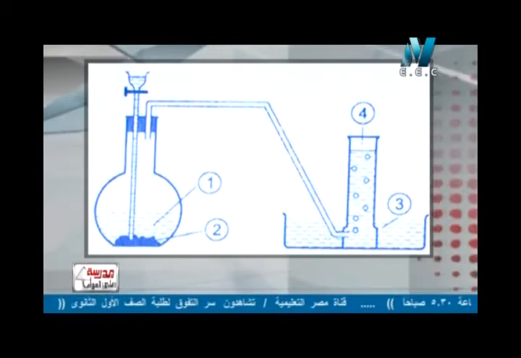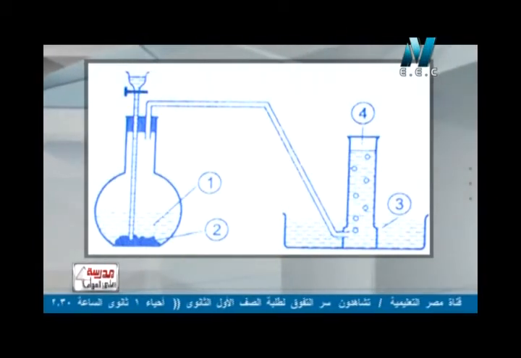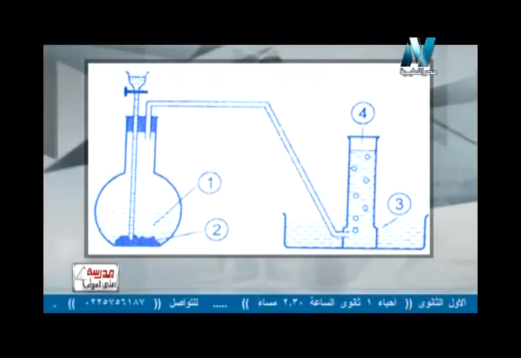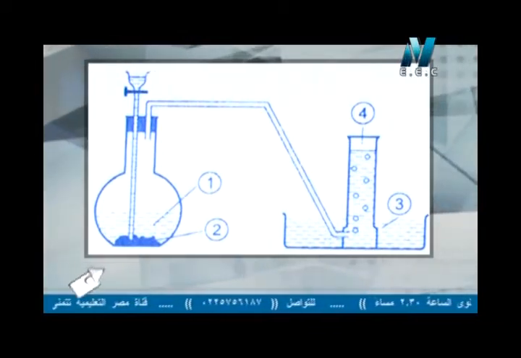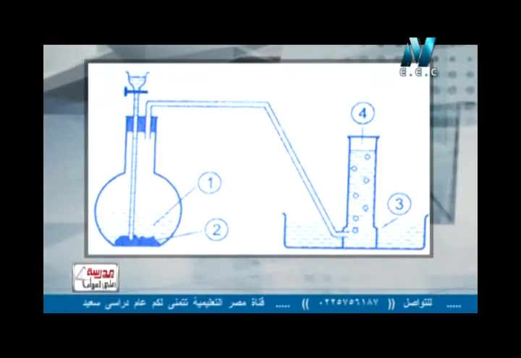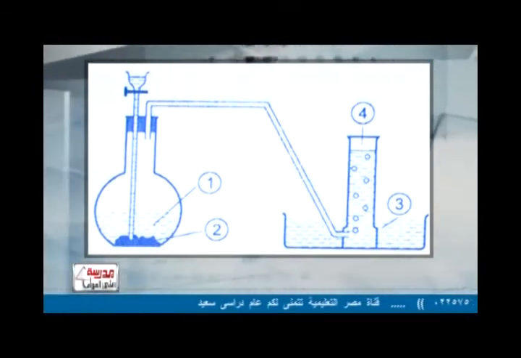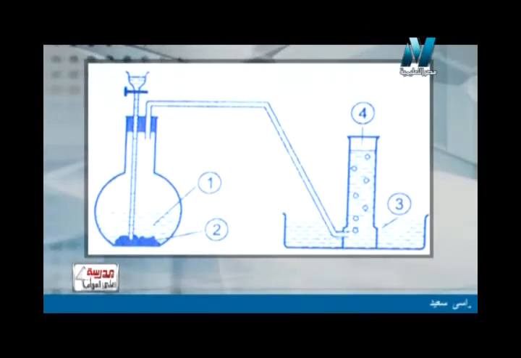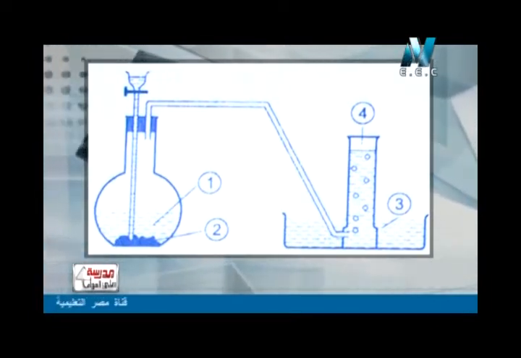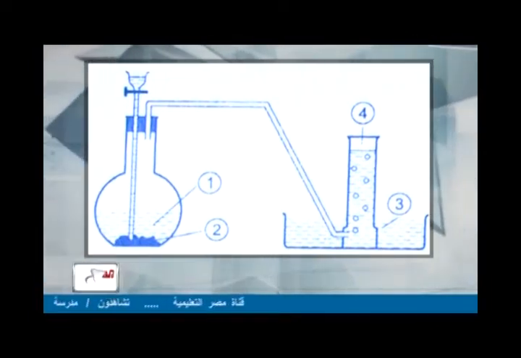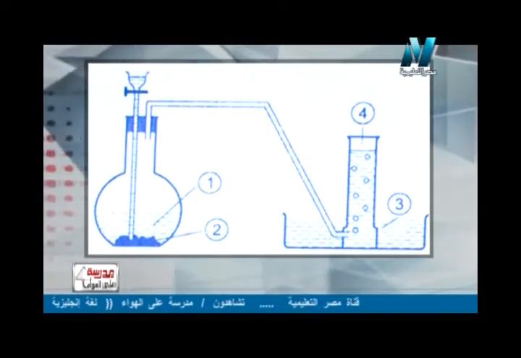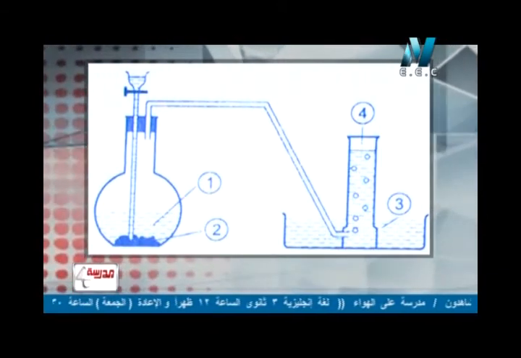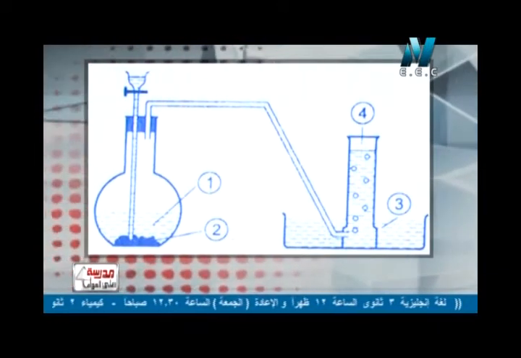So number 1 is what? Number 1 is the solution which we have used, محلول استخدمناه مهم جدا, which is called hydrogen peroxide. Number 2 is the black powder that acts as a catalyst, which is called manganese dioxide powder. Number 3, surely it will be water. Number 4, at last, is the gas which we have prepared, the oxygen gas. We have collected it by downward displacement of water.